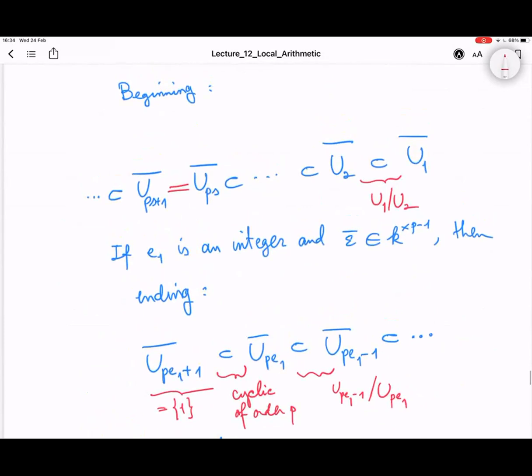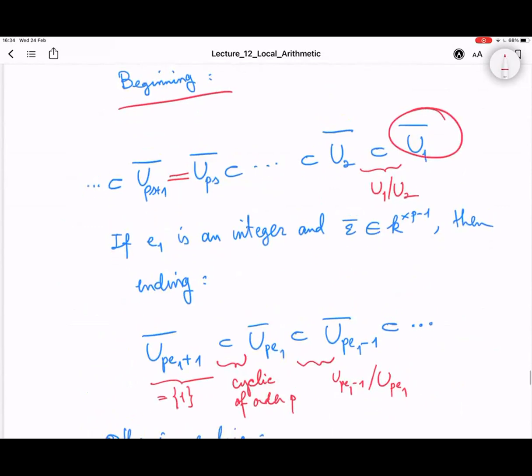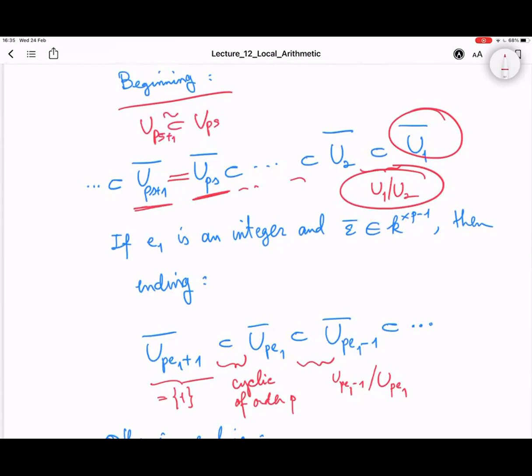I'll summarize that the structure of U1 bar, the filtration, can be summarized like this. It contains U2 bar, and the quotient U1 bar modulo U2 bar is really the same as U1 modulo U2. And so on, it continues all the time till you reach a multiple of p, in which case UPS bar is the same as UPS plus 1 bar. And of course, UPS is not the same as UPS plus 1. Here the quotient is k.